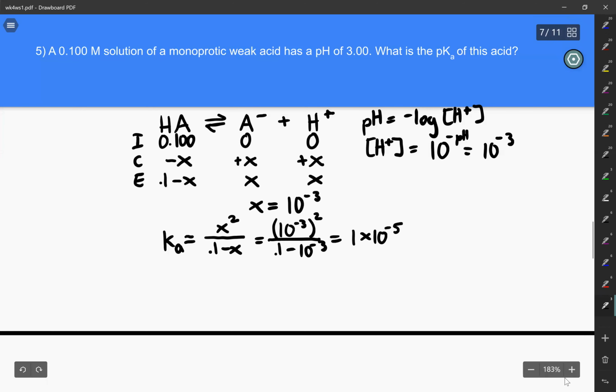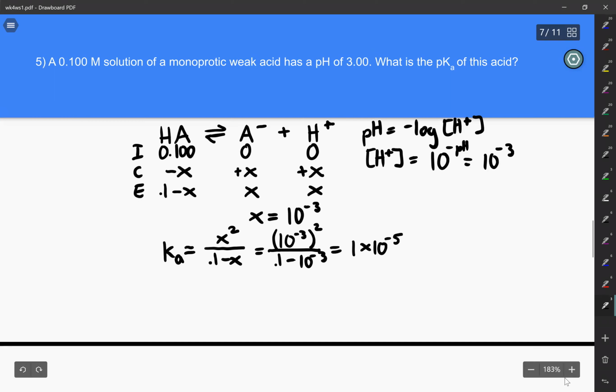And from there, we can find our pKa using the same pH equation. So pKa is going to be equal to the negative log of the Ka. So that would equal the negative log of 1 times 10 to the negative fifth, which is equal to 5.0. So 5.0 is our pKa of this acid.